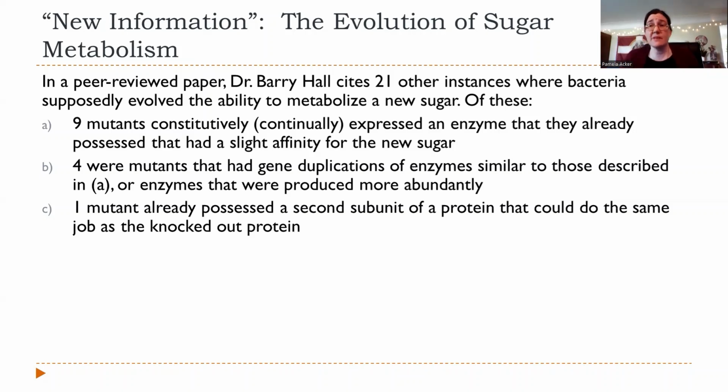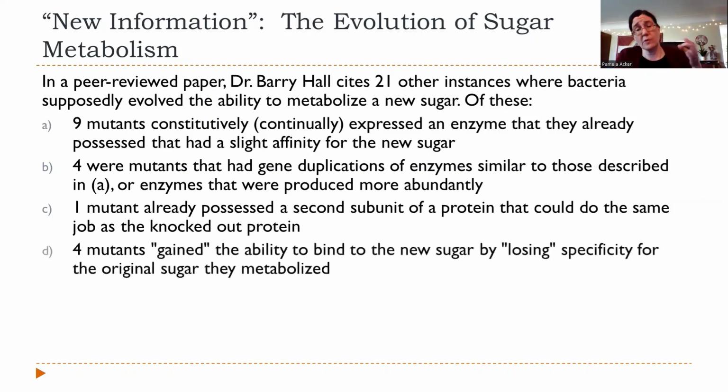But that doesn't mean that they've actually benefited anything. And they're certainly not on their way to evolving into anything more complicated, because they're losing genetic information, not gaining it. Right. Four of the mutants, quote unquote, gained the ability to bind to a new sugar by losing specificity for the original sugar they metabolized.